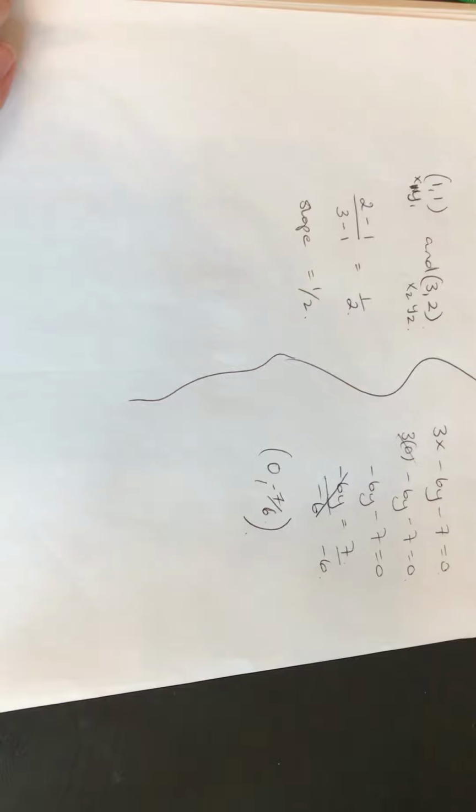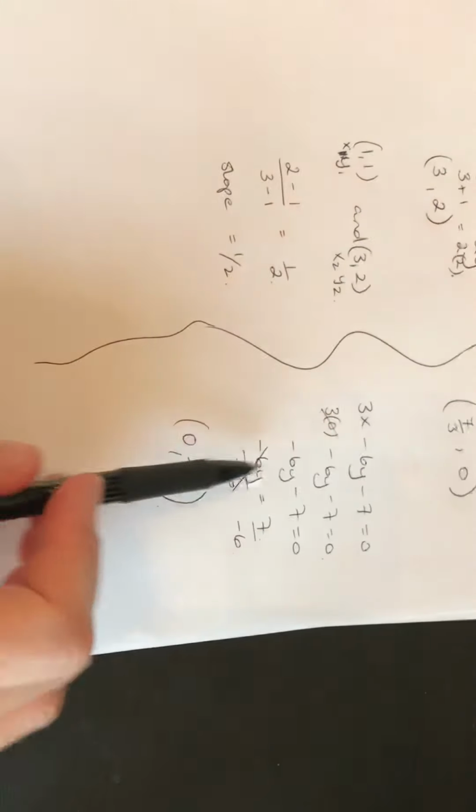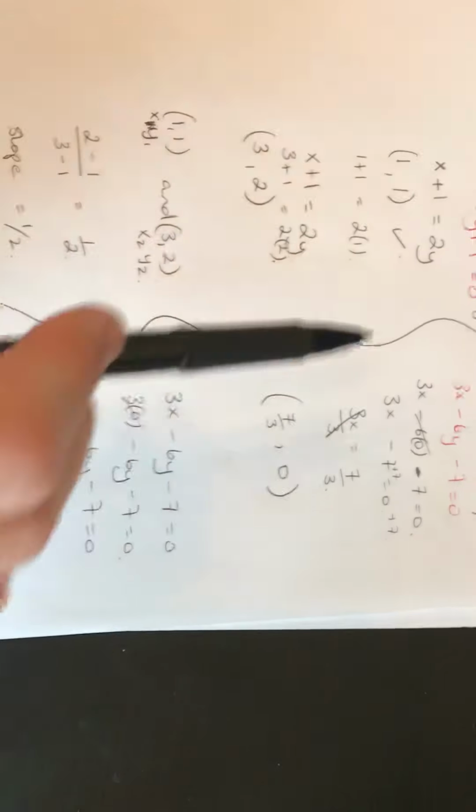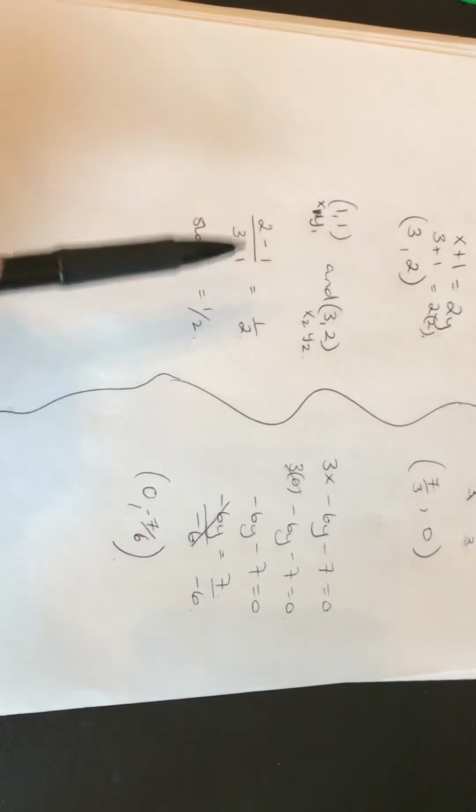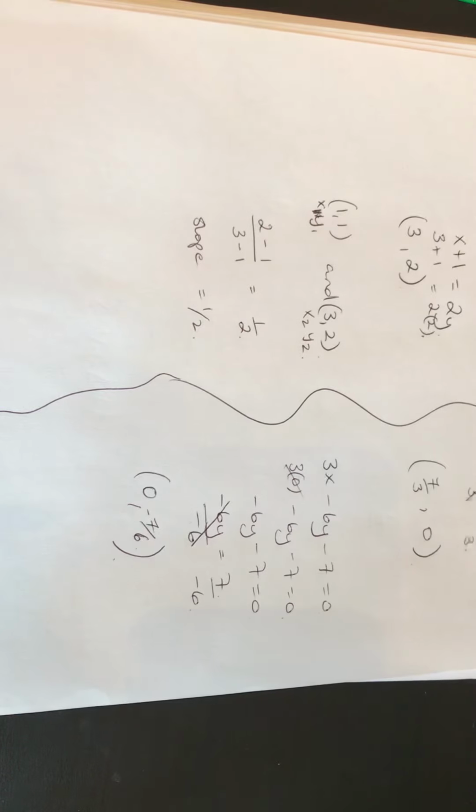So just continue on and get your 2 points there. Now, maybe you found nicer points than what I did, but you're still going to get your formula y2 minus y1 over x2 minus x1, and you should get that the slope is a half.